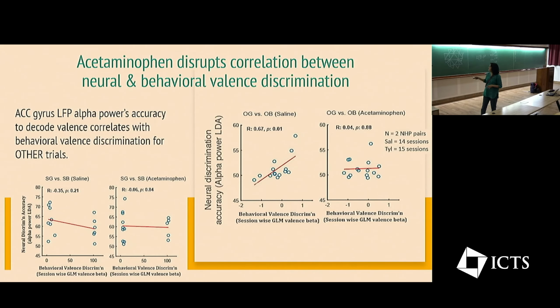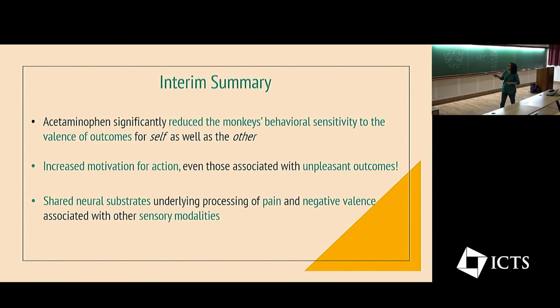Okay, so this is a nice way of ending this part of my talk. If you have time, I can go on to the next part. But basically, there are 3 things that it highlights. Acetaminophen reduces the monkey's behavioral sensitivity to the valence of outcomes, such that even if it's negative, they are more vigorously doing it. So they are less sensitive to the valence of the outcome.